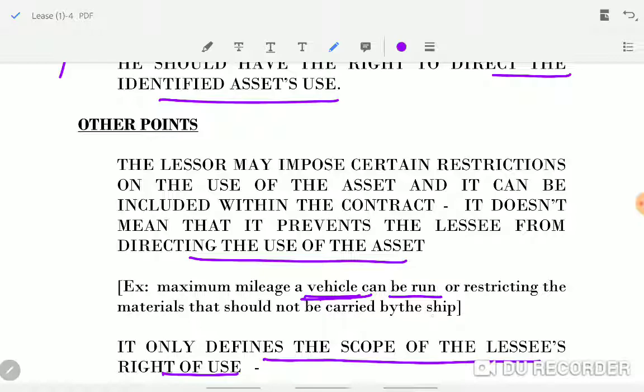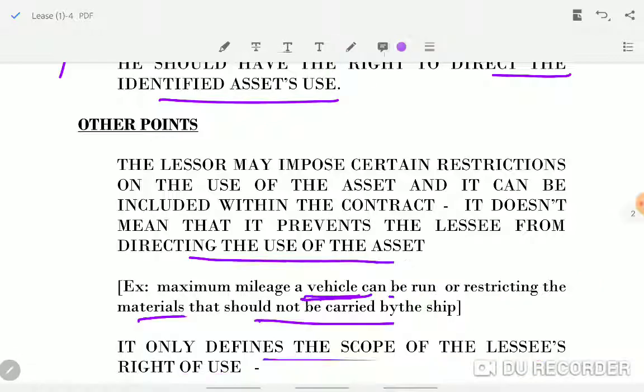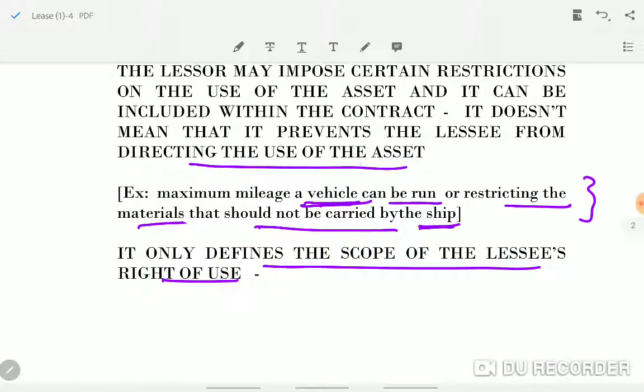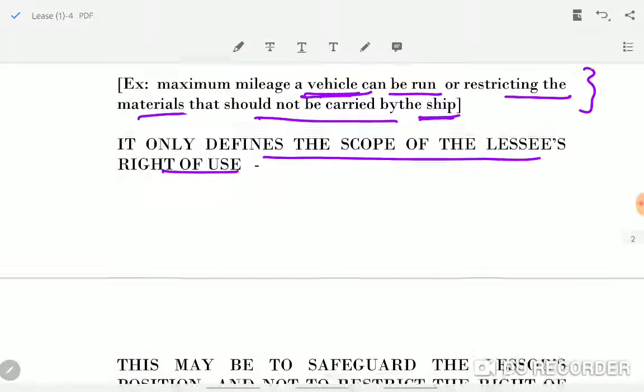And second, suppose the asset is a ship. The lessor may impose restrictions on the materials that should not be carried by the ship. So these are the restrictions. These restrictions only define the scope of the lessee's right of use. It will not prevent the lessee from directing the use of the asset. So what we understand is there can be some restrictions imposed by the lessor which are included in the contract. Still, the lessee will have a right to direct the use of the asset.